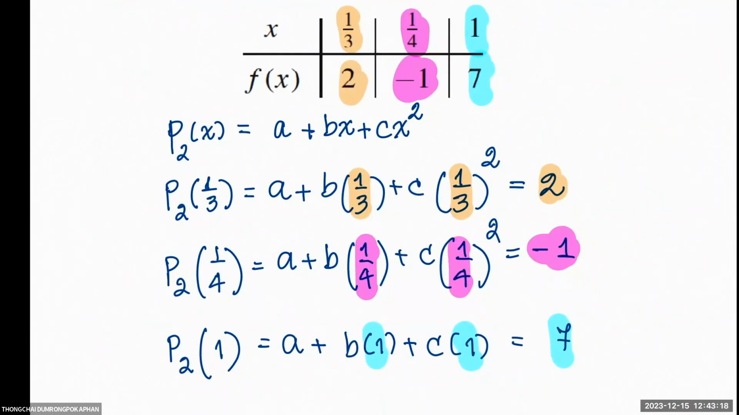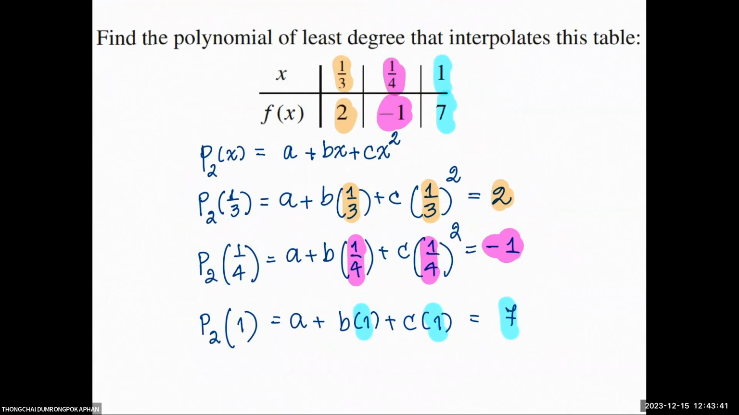And this one, A, B, and C. Okay. So you replace X by 1. You will have 1 here, 1 here, 1 here, 1 here if you replace X. And the value of the function is equal to 7. So here, you have 3 equations and 3 unknowns. Okay. So you should be able to find the values of A, B, and C.